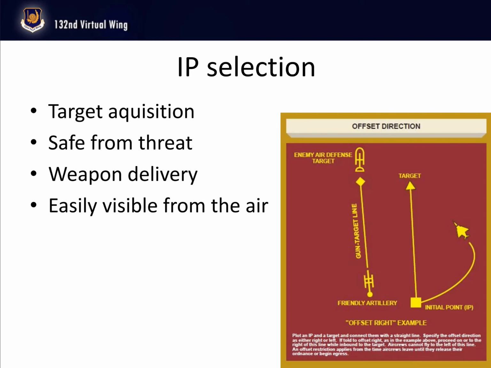Okay, IP selection. Basically it's more for the JTAC, but the rule of thumb for an IP is to be with line of sight to the target area, safe from threats, so you can go heads down and do all the homework, all the red tape that you need to do. And preferably it will be easily distinguishable from the air. For example, an IP over a village, mountain, road junction, lakes, stuff like that. So you don't need your system to know that you are over the IP. You can look down from the canopy and see that you are where you should be. It's preferable. It's not always possible, of course.